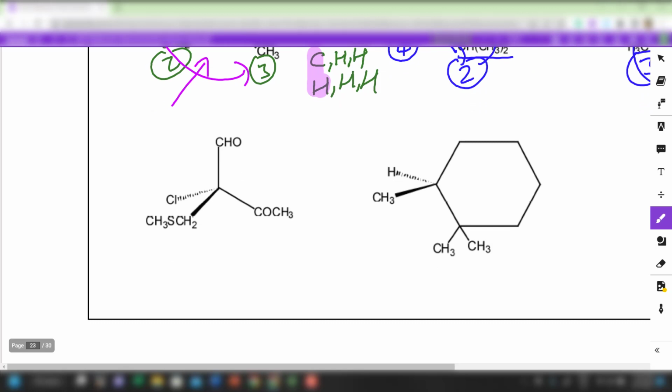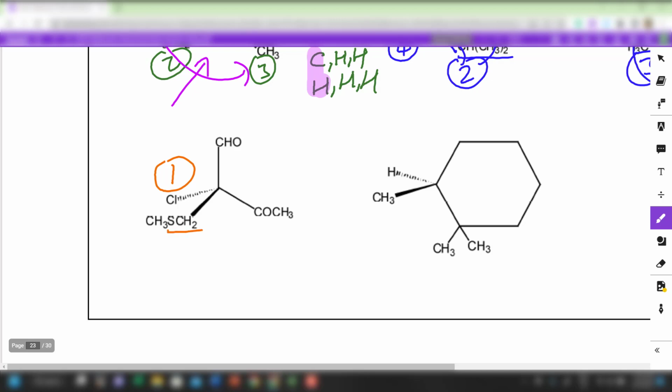Okay, so this might be slightly more complicated, so let's try to do it slowly. So again, between chlorine, carbon, carbon, and carbon, chlorine has the highest atomic number, so priority 1. Okay, then what about CHO versus the rest? Okay, so we'll take a look at this.